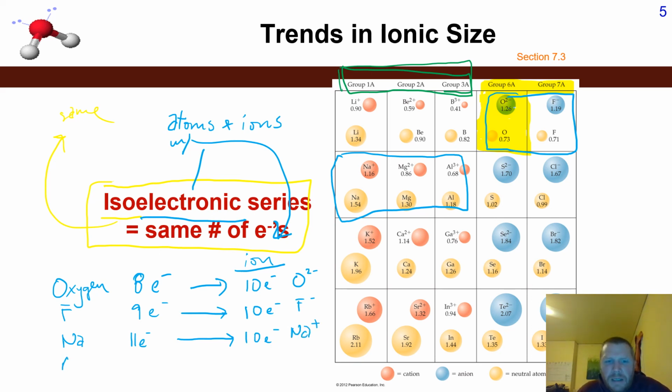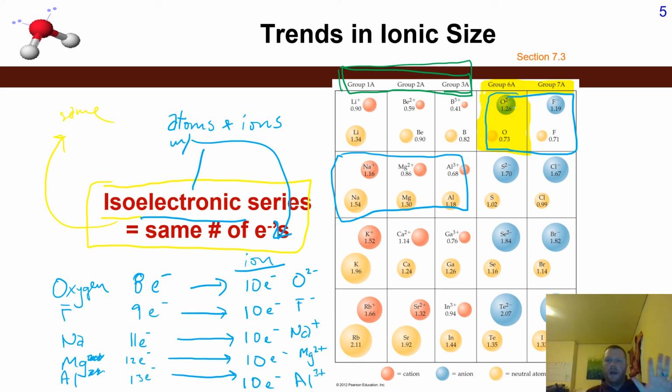Magnesium, I hope that you can see a trend here. Magnesium has 12 electrons. Aluminum has 13 electrons. Magnesium likes to form that 2+ ion, Mg2+, which is shown here. That 2+ ion has 10 electrons. Aluminum has, lo and behold, 10 electrons, and that's Al3+. So all of these 5 different ions, some are anions, some are cations, they all form what is known as an isoelectronic series.